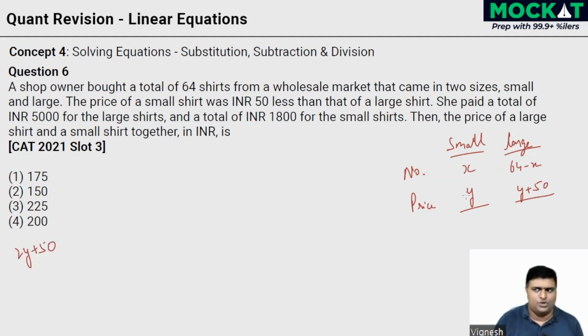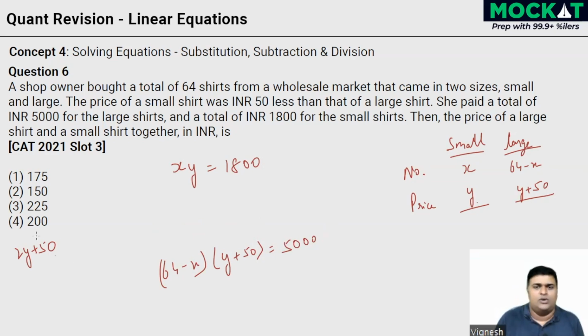So two ways to do this. One is to completely solve for this. The other, given that options are there, is to substitute. So first up, let's write down whatever we have. X into y equals, for the small shirts, you paid 1,800. And here 64 minus x into y plus 50, I'll just write that down a little lower, is coming to 5,000.